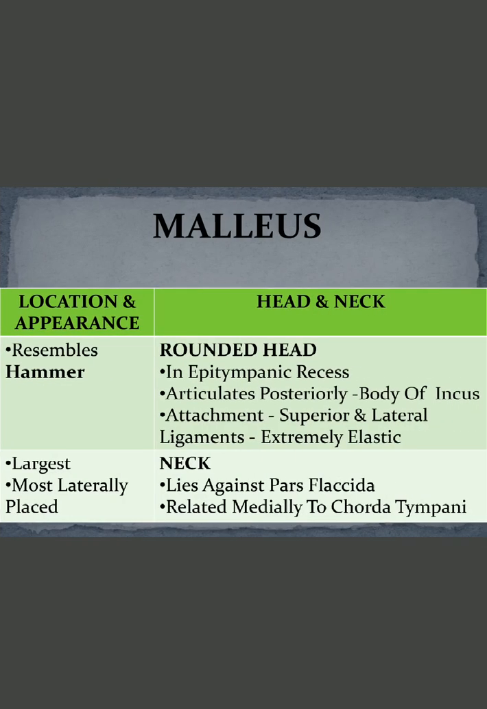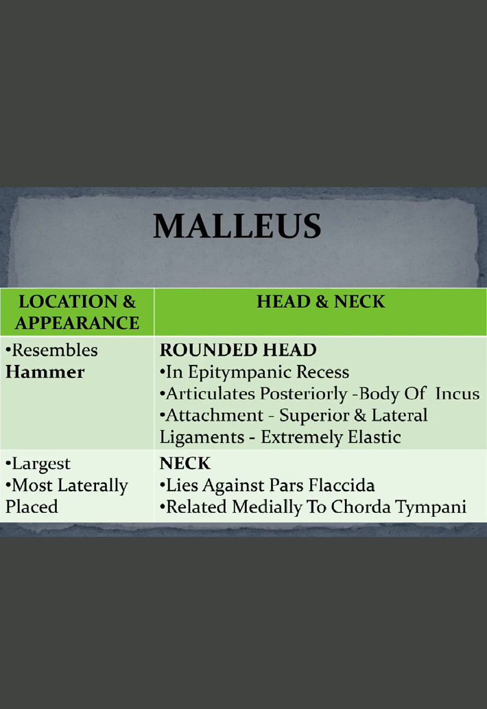So the first ear ossicle is the malleus. Malleus resembles a hammer. The appearance of the malleus is like a hammer. It is the largest ear ossicle out of the three and it is the most laterally placed. It is attached to the tympanic membrane, and the tympanic membrane is on the lateral side in the middle ear cavity. So malleus is the most laterally placed ossicle.